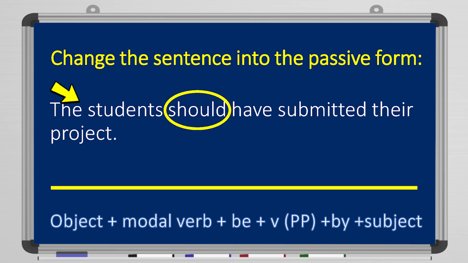And now another example. The students should have submitted their project. How do we write this down?